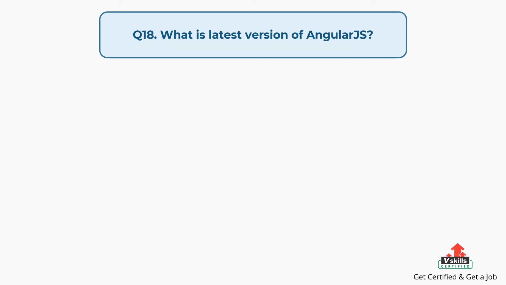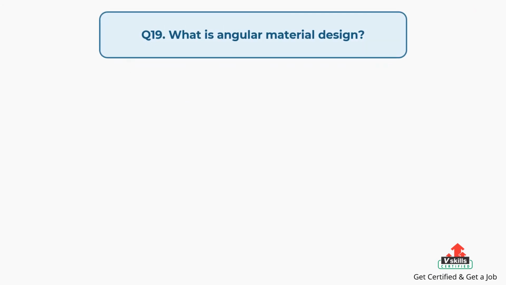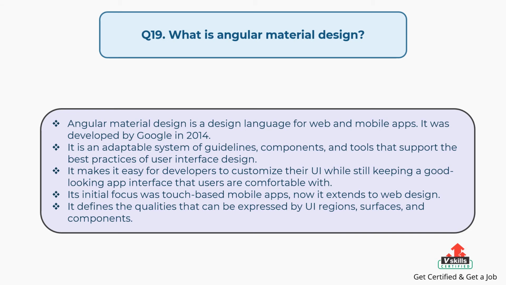Question number 18. What is the latest version of AngularJS? The answer is: the latest version of AngularJS is version 1.7.8 as of March 2019. The latest version of Angular is 8.2.13 as of October 2019. Question number 19. What is Angular Material Design? The answer is: Angular Material Design is a design language for web and mobile apps.